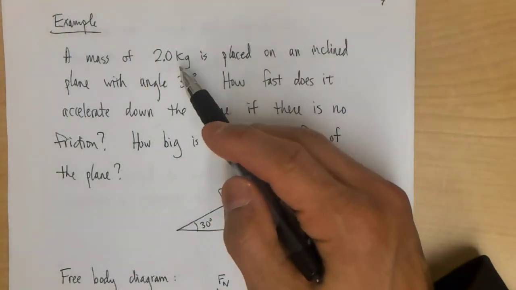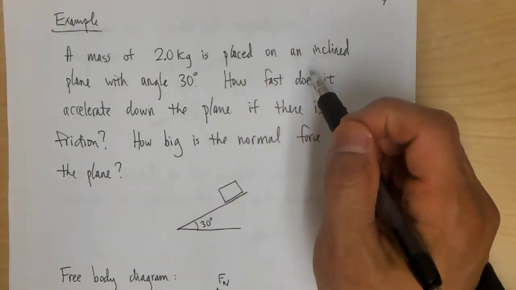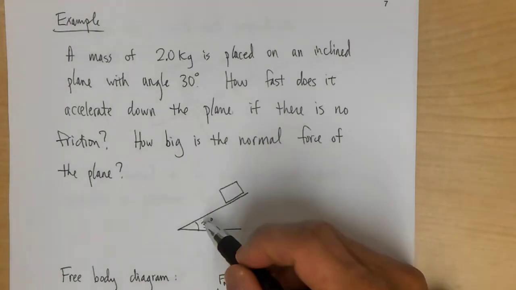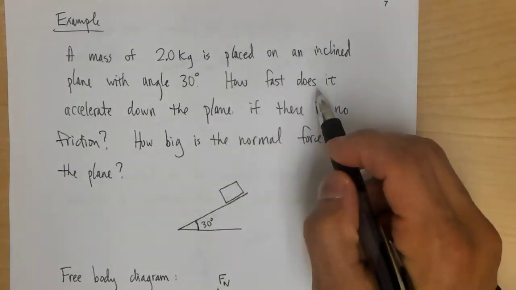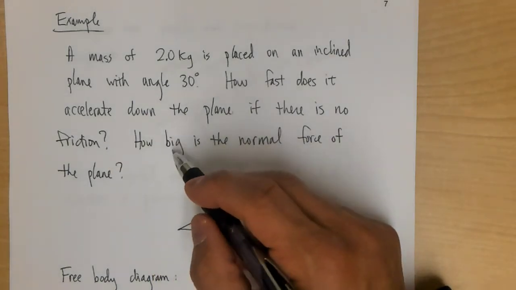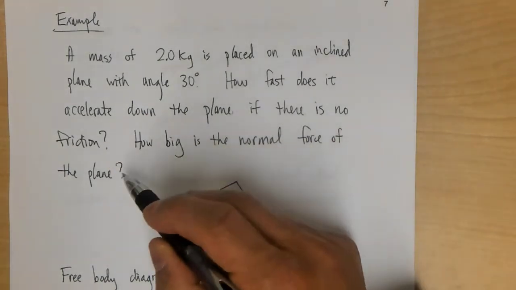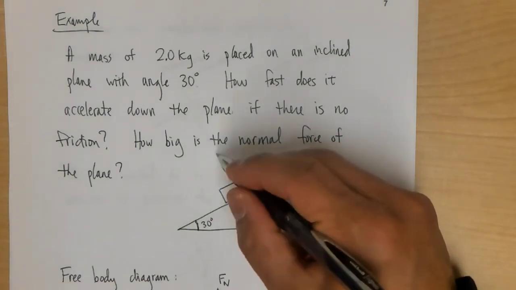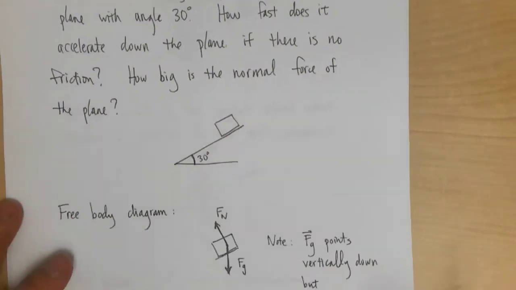A mass of 2.0 kilograms is placed on an inclined plane with an angle of 30 degrees, as shown here. How fast does it accelerate down the plane if there is no friction? The second question is, how big is the normal force of the plane? So the normal force is perpendicular to the plane. How big is that force?